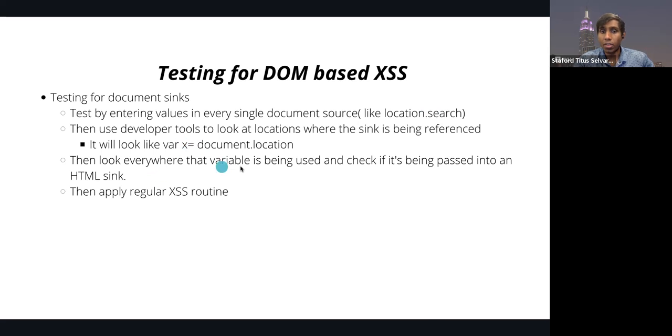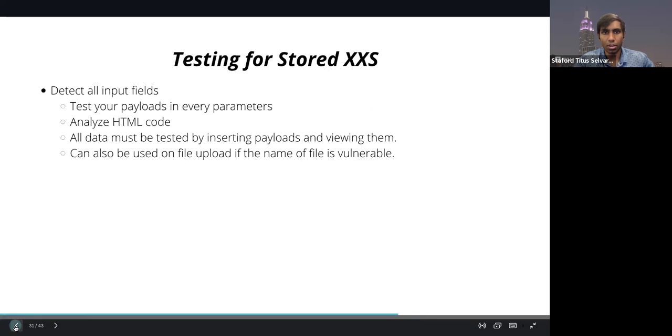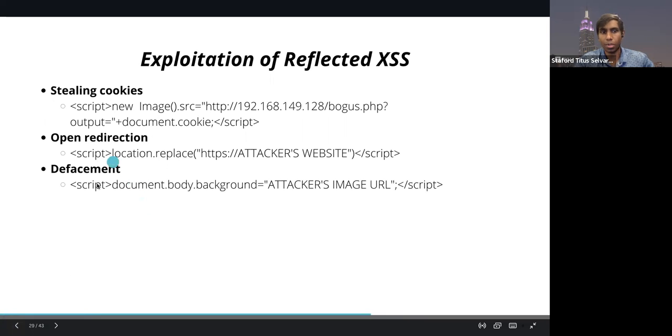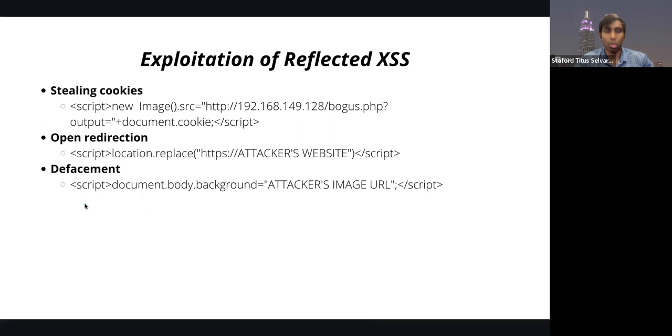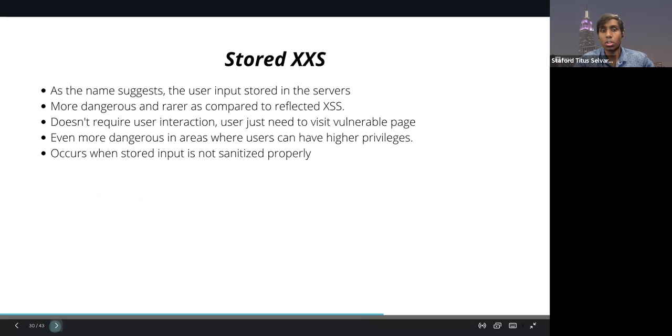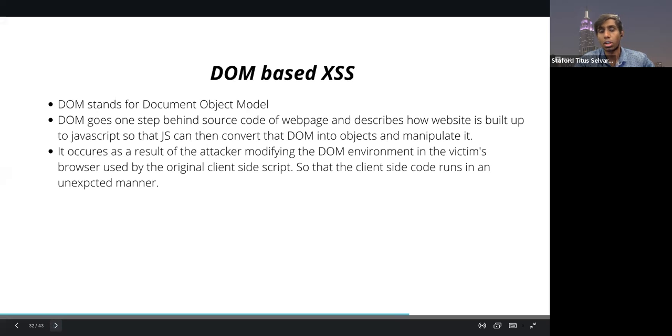Then look everywhere where the variable is being used. You should look everywhere it's being used, and if it's again being passed into some other sink, we should look at that as well. Then we can apply a regular XSS routine. Like we said over here, stealing cookies, open interaction, defacement, we can apply all of these. But we should identify what the source and what the sink is for DOM-based XSS, because that is what it's based on.